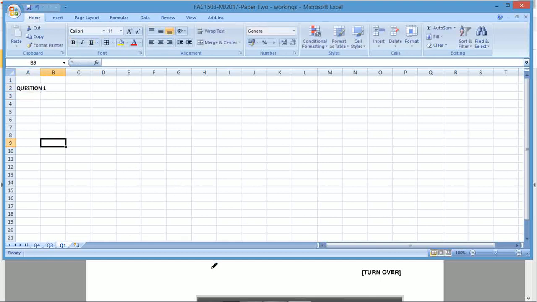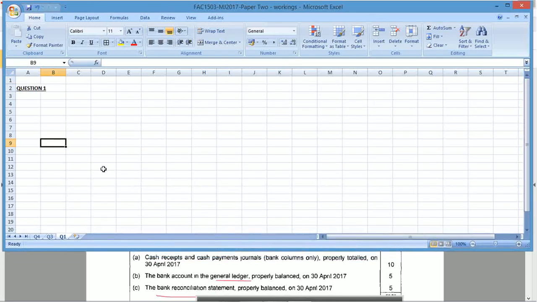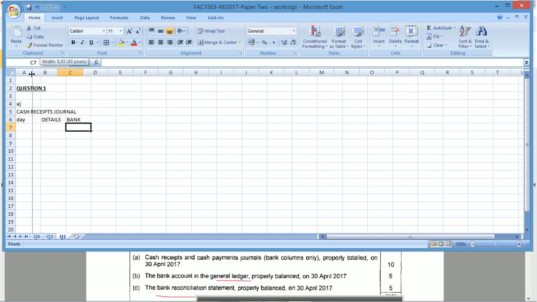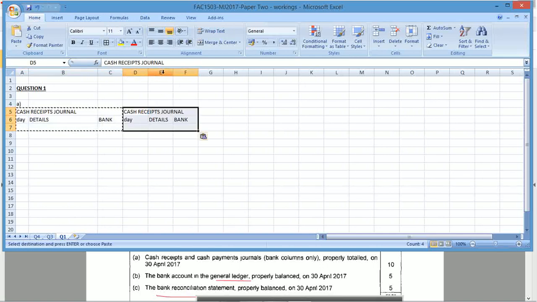With the bank recon, you need to draw up your answer sheet. So my answer sheet is going to have 3 things. The first thing, A, cash receipts journal. They say bank columns only. Okay, fine. So day, details, bank. That's it. So it's easy when they give you bank only. Yeah, bank only, then it's just those columns. That's it.